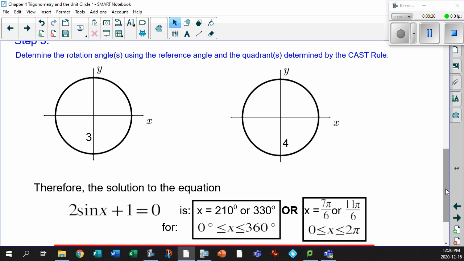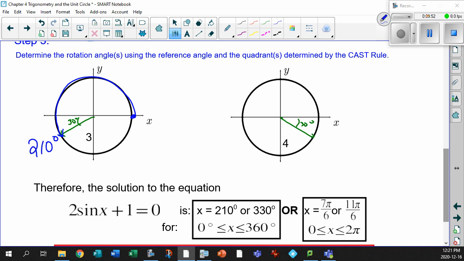So in quadrant 3, it's going to be here, reference angle 30 degrees. Or it's going to be in quadrant 4, out here, reference angle 30 degrees. Now you can give me the actual angle in standard position. Starting here, going all the way over to 180 plus 30 more, that's 210 degrees, okay?